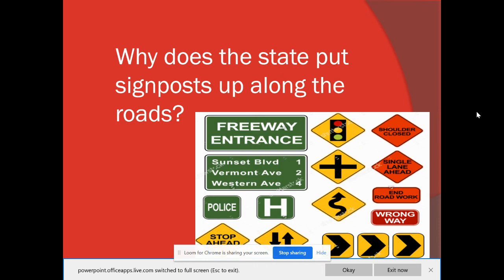Okay, so why does the state put up signposts along the road? They put them up so you know where to go. You know how far something is. You know when to stop, when to yield. If the road's going to get curvy. So writers do the same exact thing, just a little bit more indirectly.